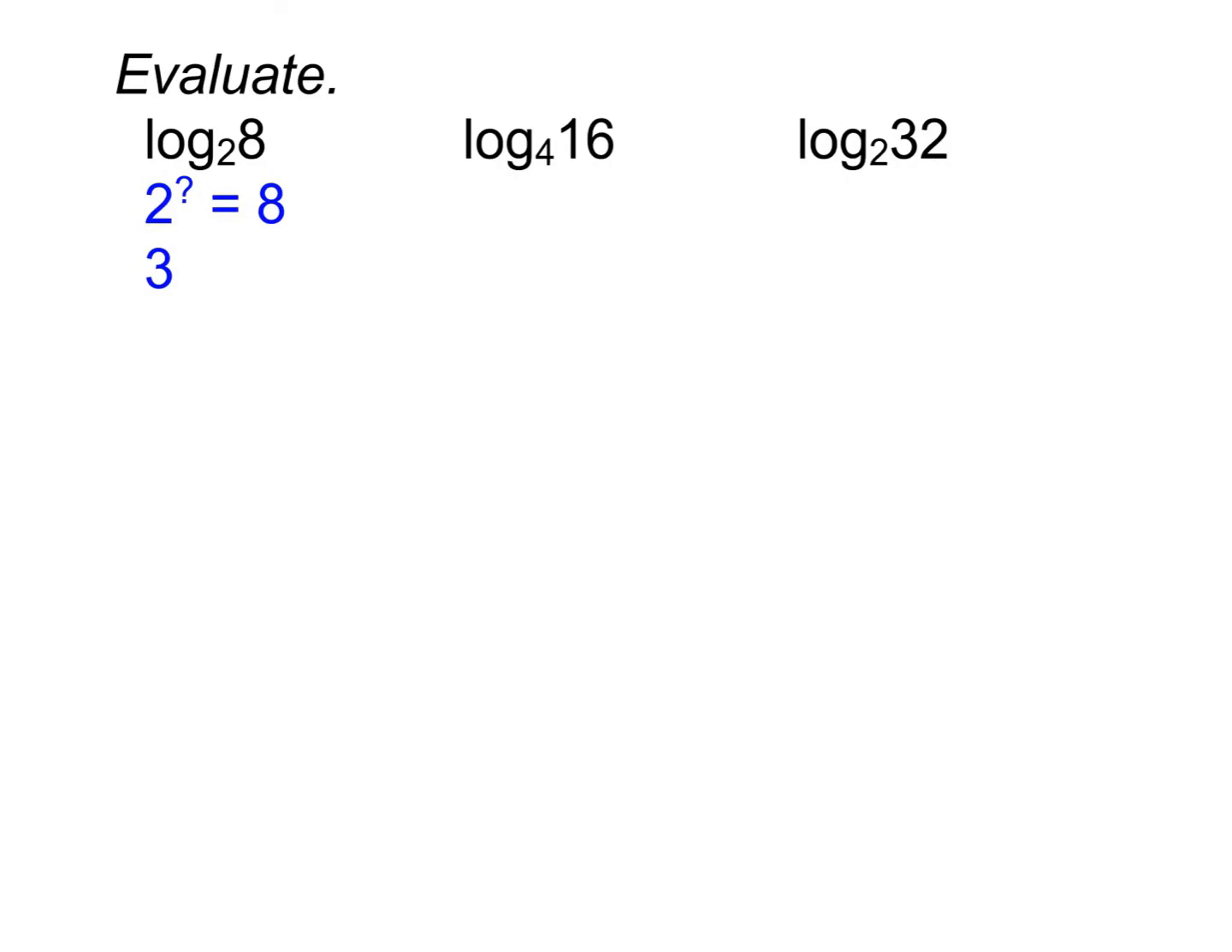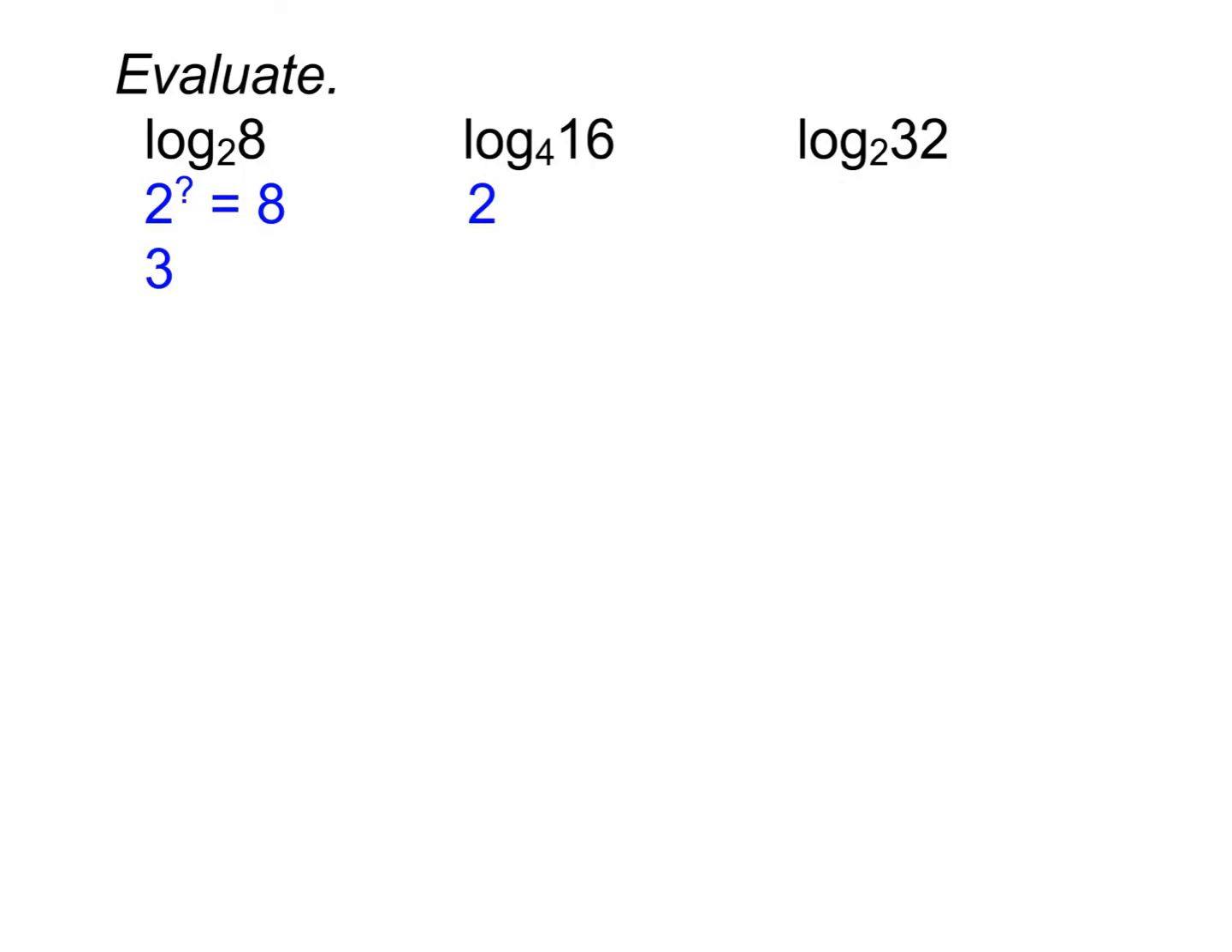All right, so for this next one, it's saying 4 to the power of what is 16? The answer is not 4, right? Because 4 times 4 is 16, yes, but this is saying 4 to the power of what equals 16? And it's 4 times 4, so it's squaring it. So it's 2. 4 to the power of 2 is 16.